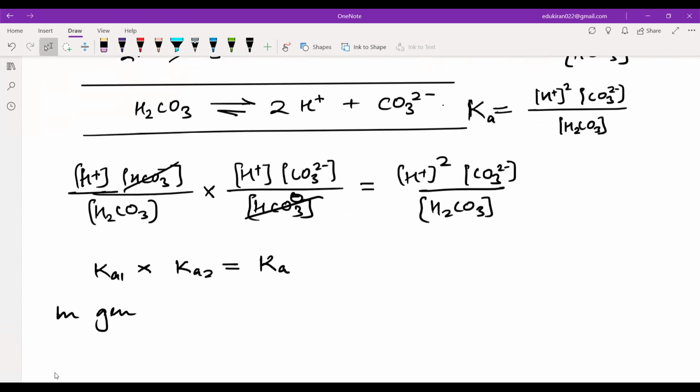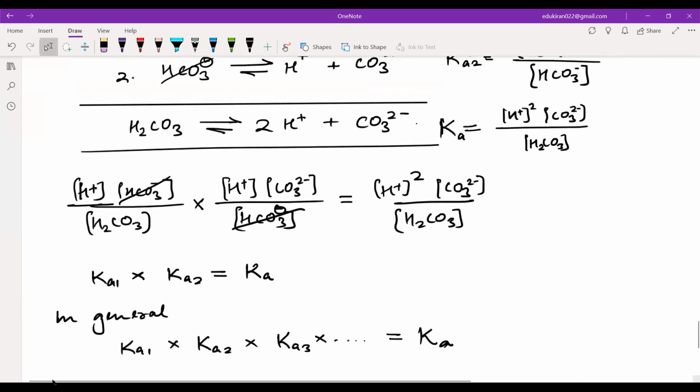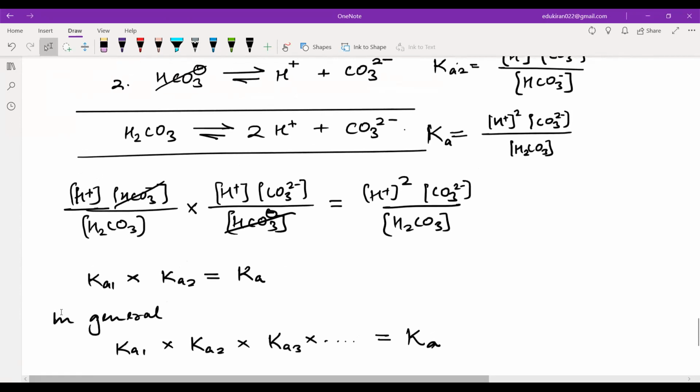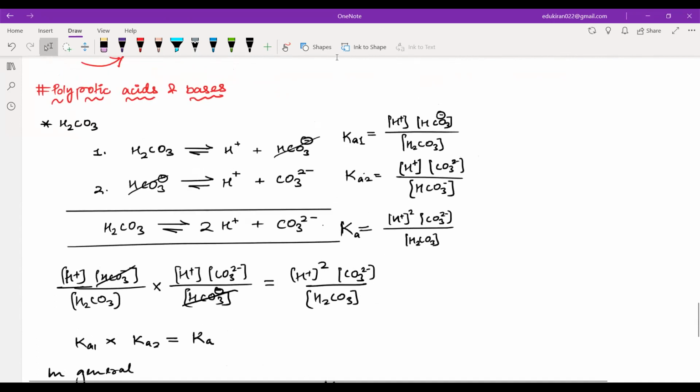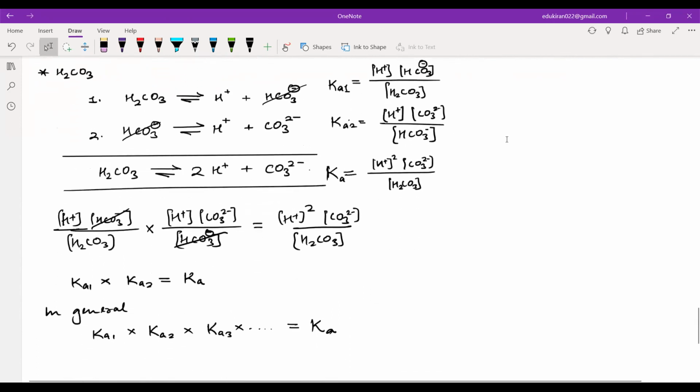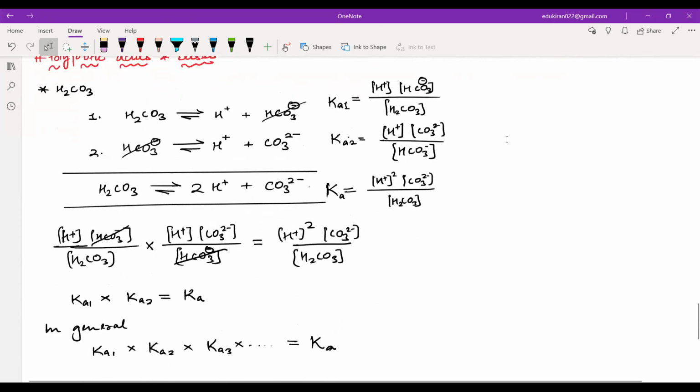So in general, I can write Ka1 into Ka2 into Ka3 into ... will be equal to the equilibrium constant of a particular acid. So these are simple relationships, and that is going to help you in simple problems, 1 or 2 marks problems, or maybe 3 marks problems. And in that there will be a sub question where you will have to calculate the overall Ka. So write this down.